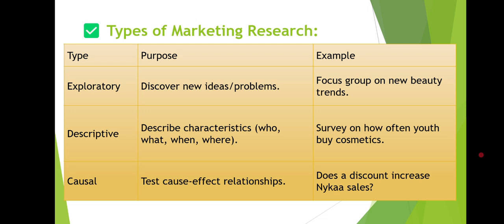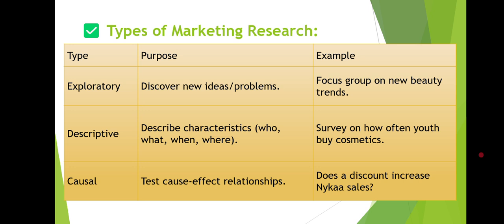So next we have types of marketing research. We have three types of marketing research. First we have exploratory, second we have descriptive, and third we have causal research. Exploratory research, that means we discover new ideas and problems with the help of exploratory research. For example, a focus group on new beauty trends.